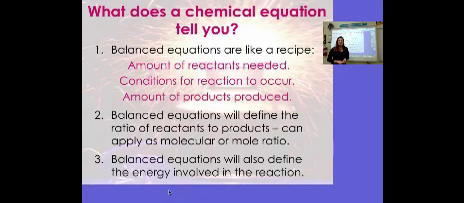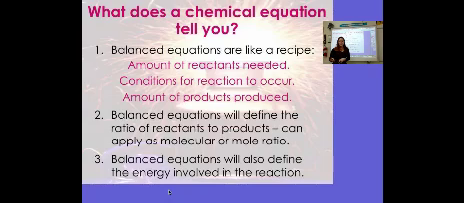It'll also tell you the conditions for the reaction to occur. It may say that you have to bake it at 350 degrees, maybe for 20 minutes. The third thing it'll tell you is how many products you're going to produce. After 20 minutes of baking at 350 degrees, you may get 24 brownies or so, depending on the size you cut them at.